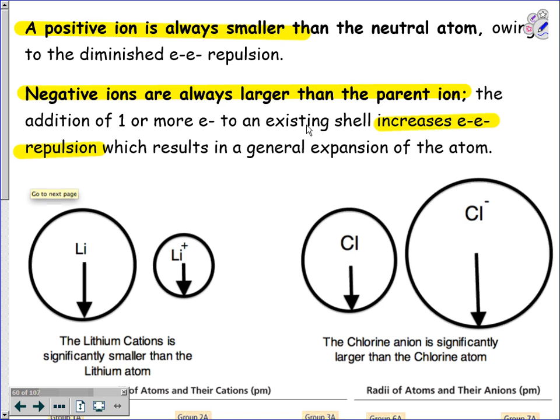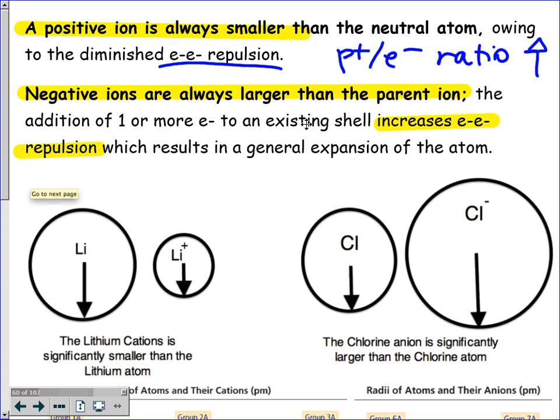Okay, so diminished electron-electron repulsion, and your proton to electron ratio goes up, because if you lose an electron, you're down one electron. So your protons can actually pull on those remaining electrons very, very well, which means the effective nuclear or Coulombic attraction can be stronger, which is going to shrink the size of that ion.